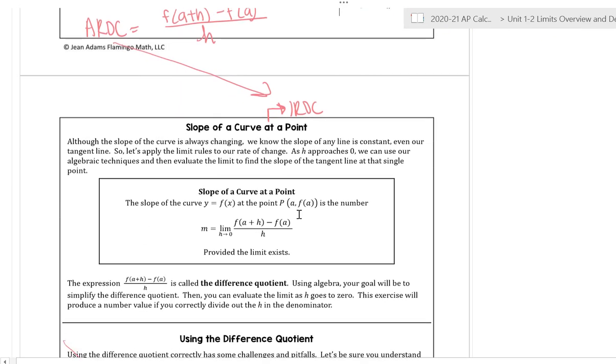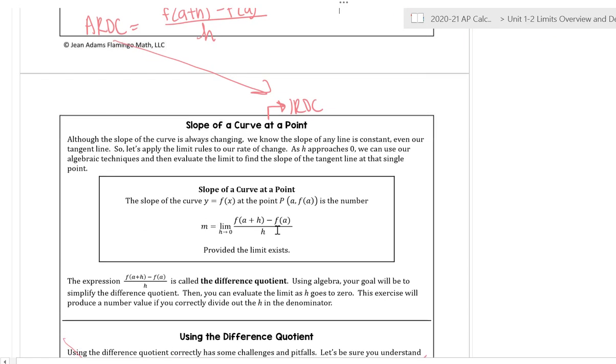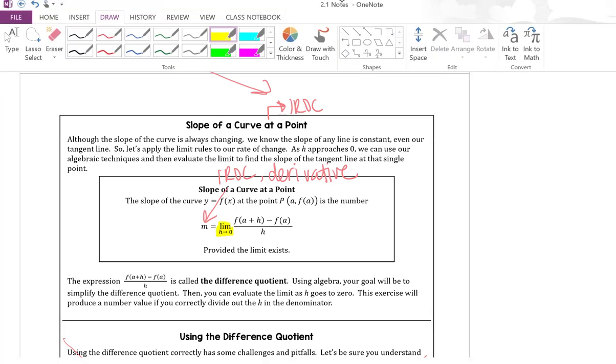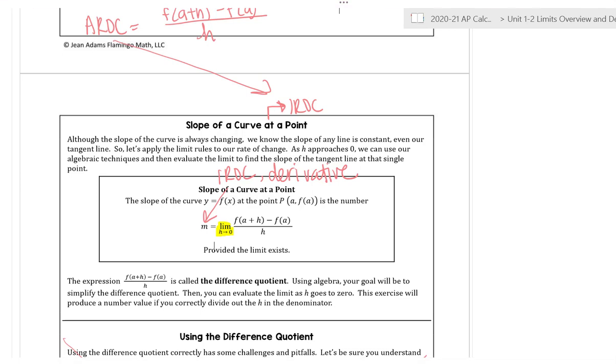So what I'm going to say here is I can call the instantaneous rate of change, or the derivative of a function, I can say that m value, that rate of change, is going to be equivalent to this equation that we wrote earlier, but I'm going to add one key piece here. I'm going to add the limit as h approaches 0.